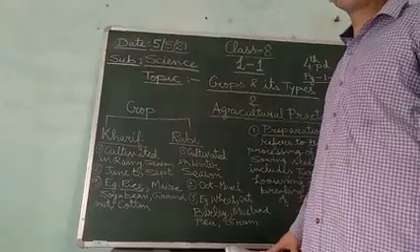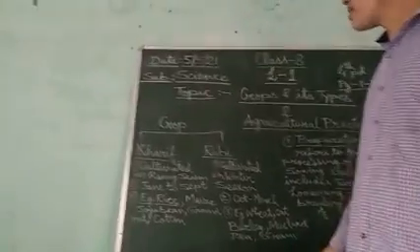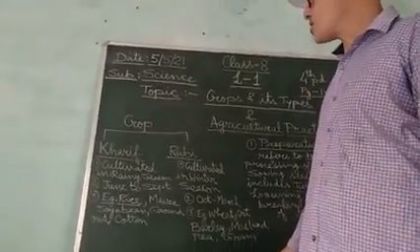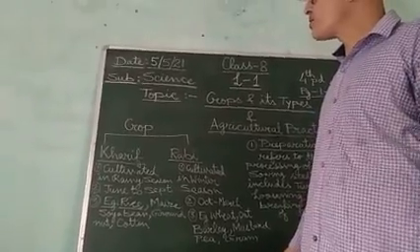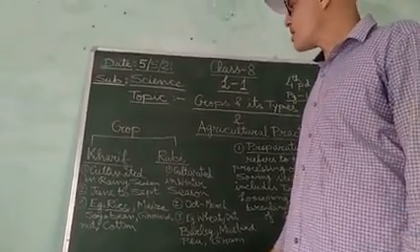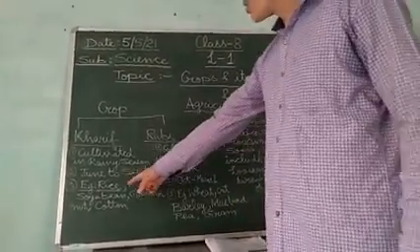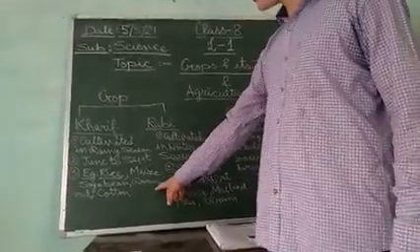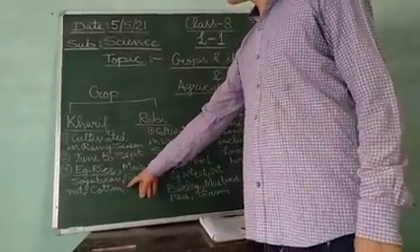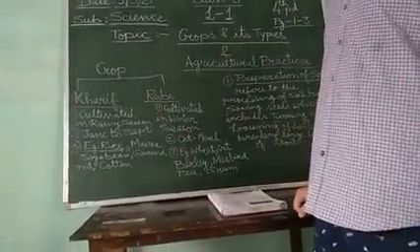Now, the third important thing you should know about the kharif type of crop is the examples. Which plants do we keep in the category of kharif crop? Rice, maize, soya bean, groundnut and cotton. These are some of the examples of kharif type of crop.